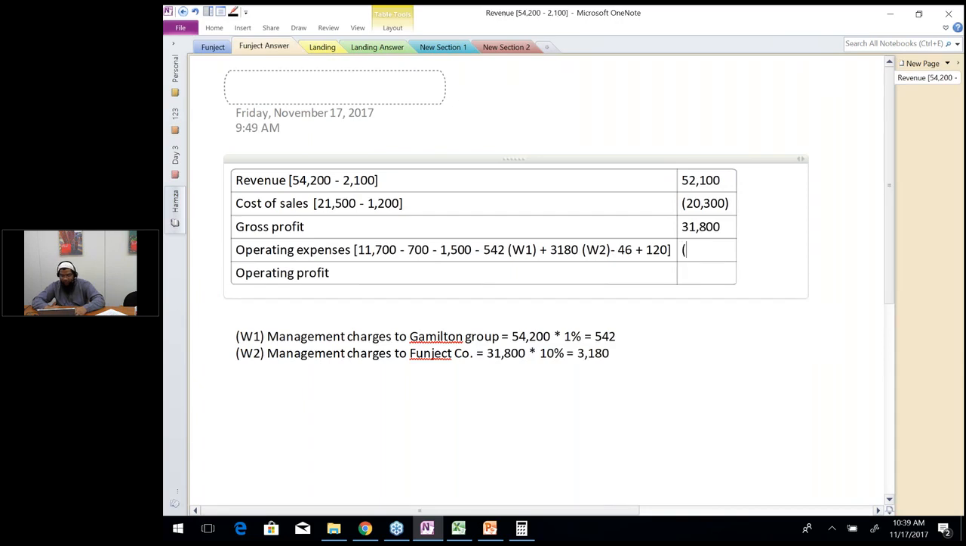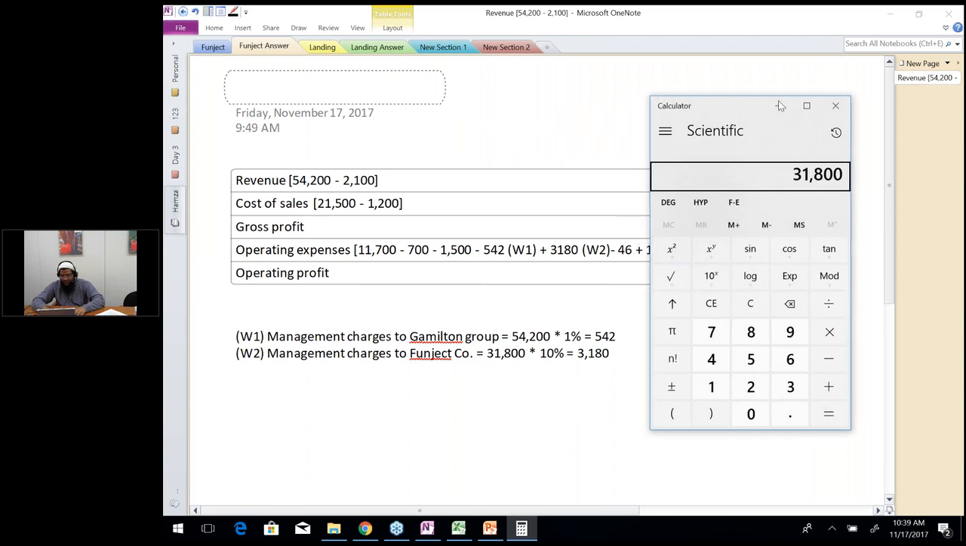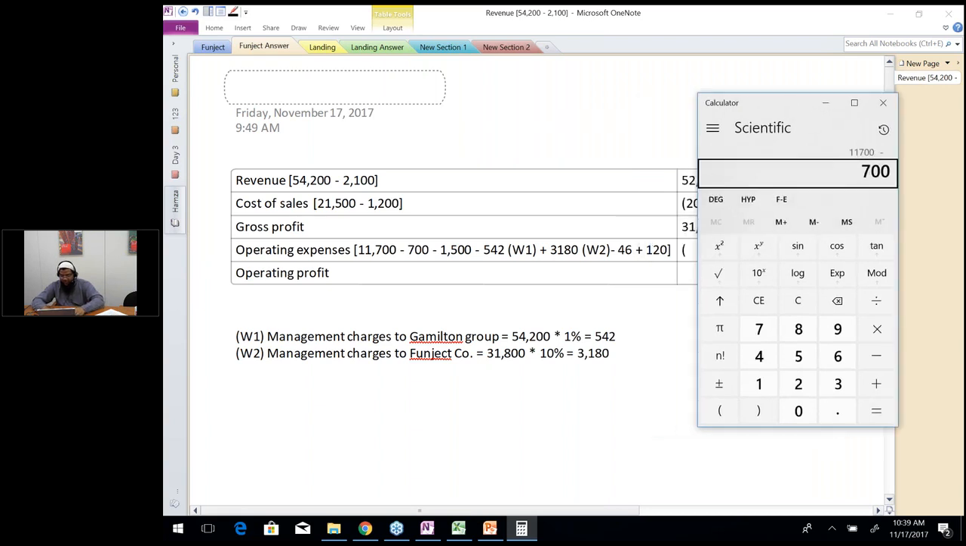Let's calculate the total first. So the total is going to be 11,700 minus 700 minus 1500 minus 542 plus 3180 minus 46 and plus 120. So this is going to be 12212.